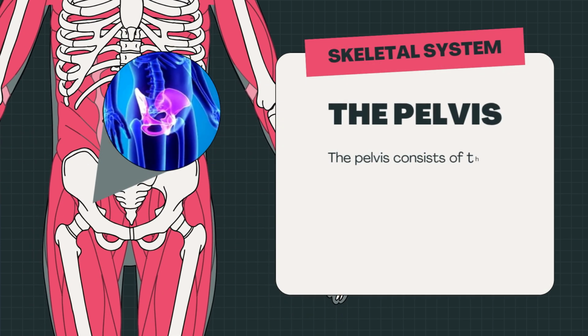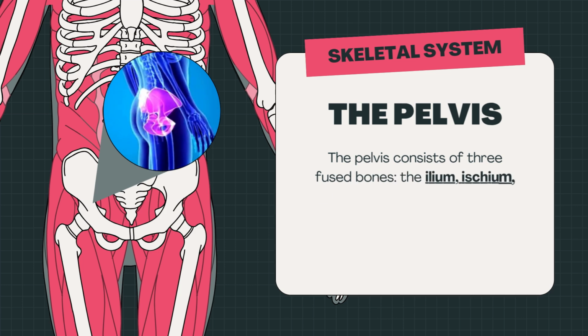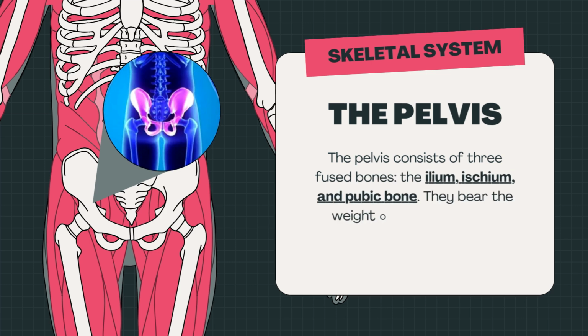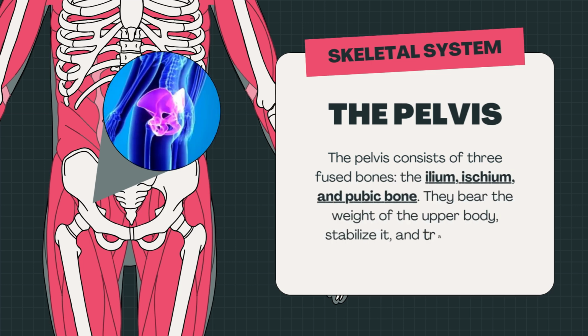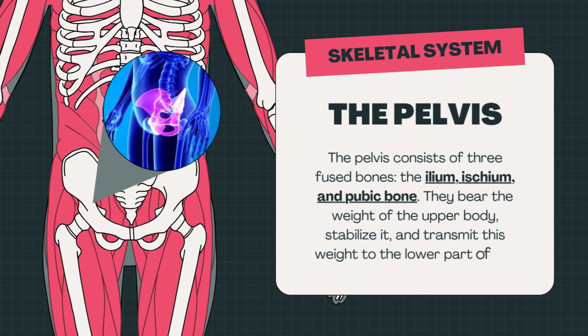The pelvis consists of three fused bones: the ilium, ischium, and pubic bone. They bear the weight of the upper body, stabilize it, and transmit this weight to the lower part of the body.